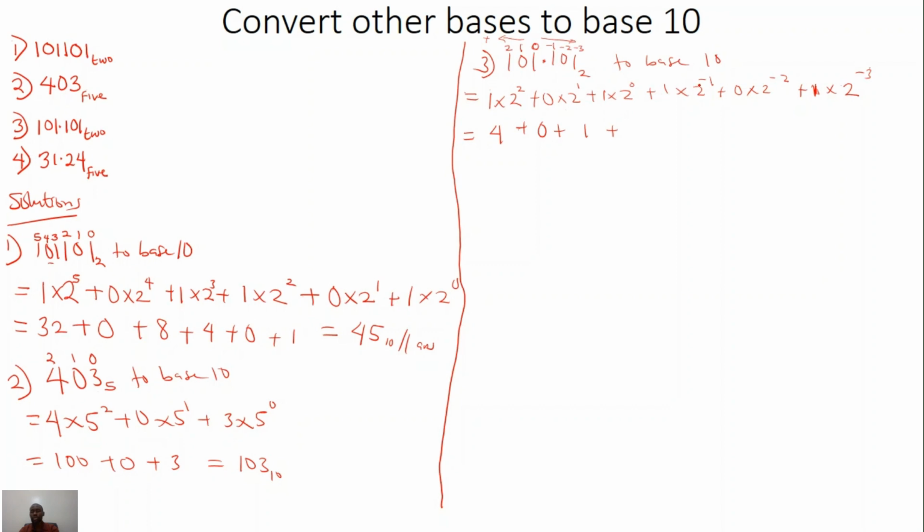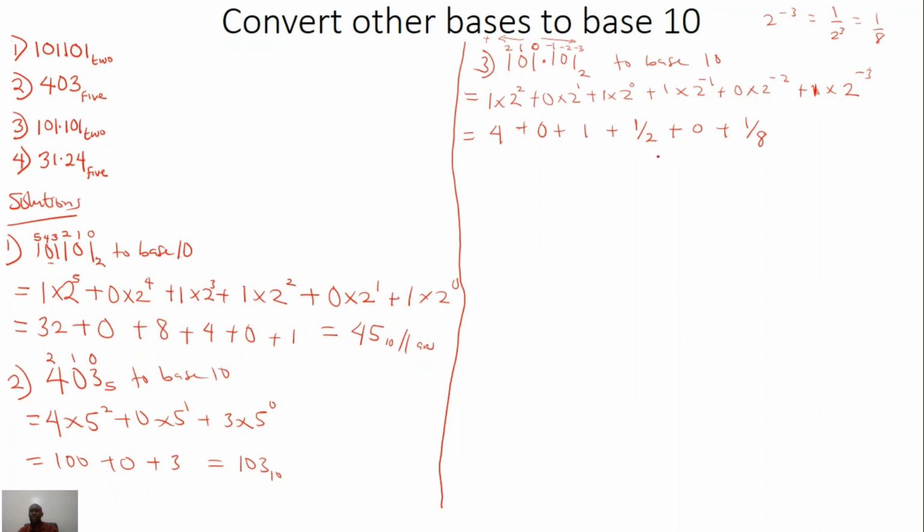This one will be equals to 1 times 1 over 2, which is equals to 1 over 2, plus this one will be 0, plus 1 times 2 raised to power minus 3, which will be equals to 1 all over 8. You know, 2 raised to power minus 3 is equals to 1 over 2 raised to power 3, which is equals to 1 over 8. You can watch my video on indices.